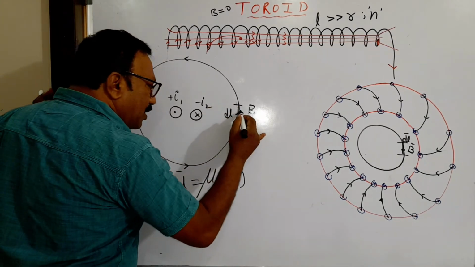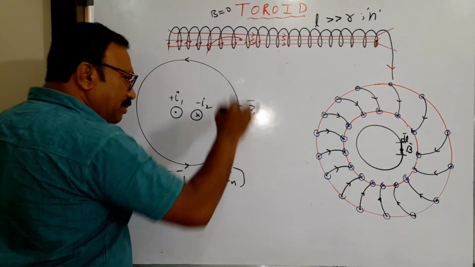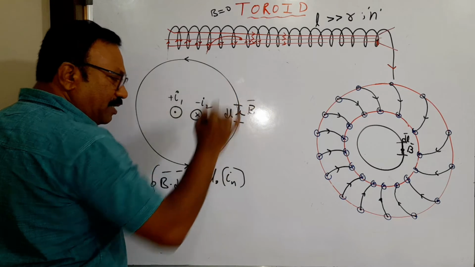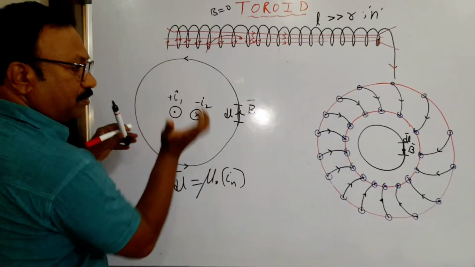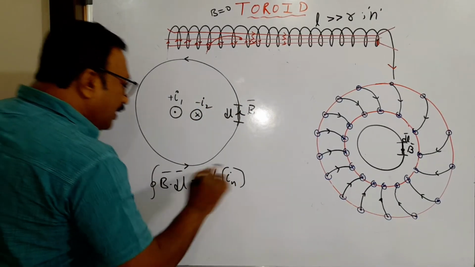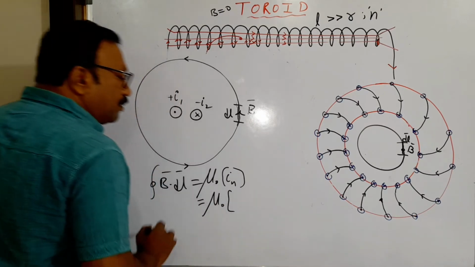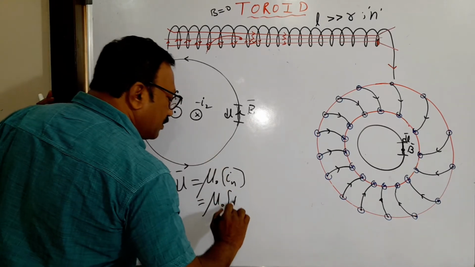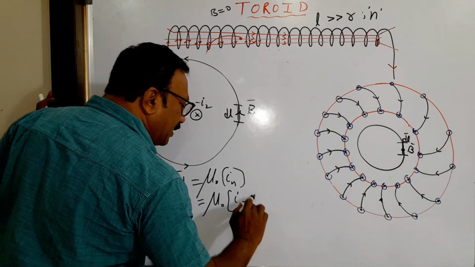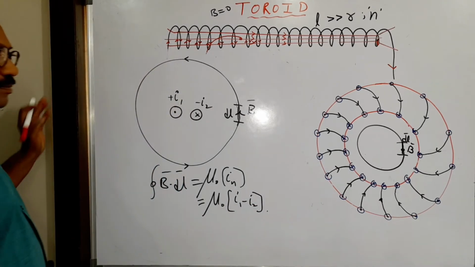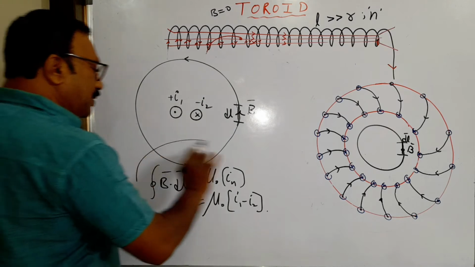So now dl bar is also in the same direction. B bar will be tangential here. You know that. You will be applying this rule. What is the current inside? Mu naught times the sum of these two currents. Okay, this is I1 minus I2. That's all. This is Ampere's circuital law.